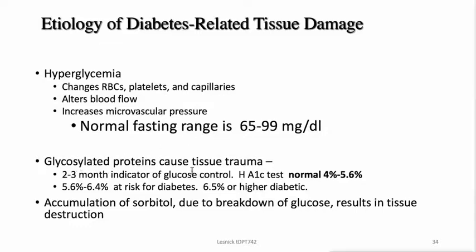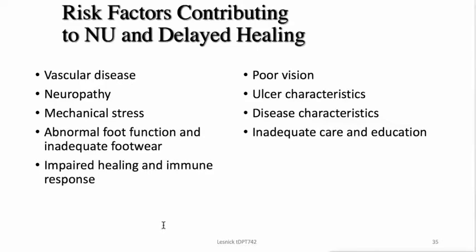Glycosylated protein causes tissue damage also. It is a 2 to 3 month indicator of glucose control. It's the A1C test, which is very important. Normal is between 4 and 5.6%. 5.6 to 6.4% is at risk for diabetes. 6.5% or higher is diabetic. An accumulation of sorbitol due to the breakdown of glucose results in tissue breakdown or tissue destruction.